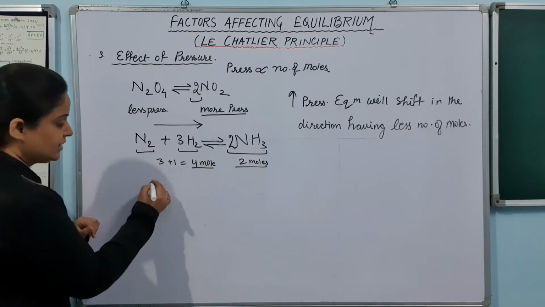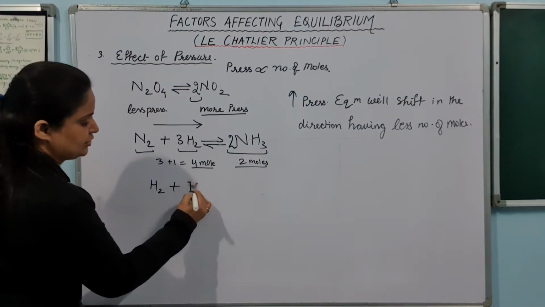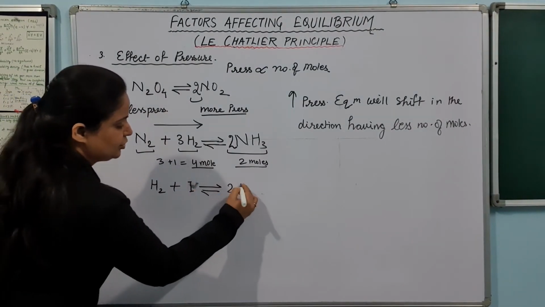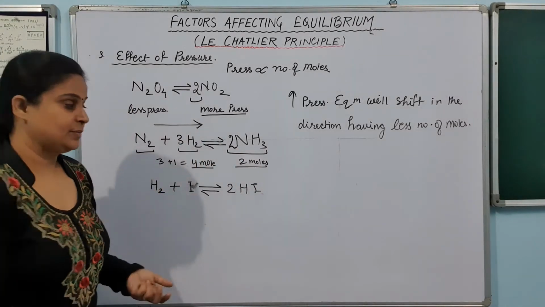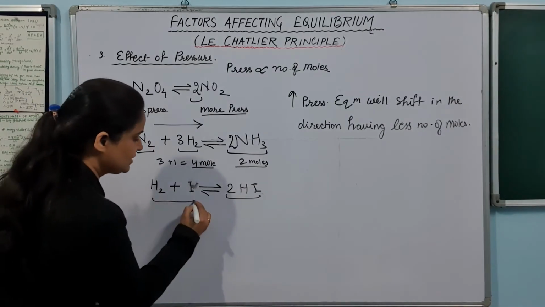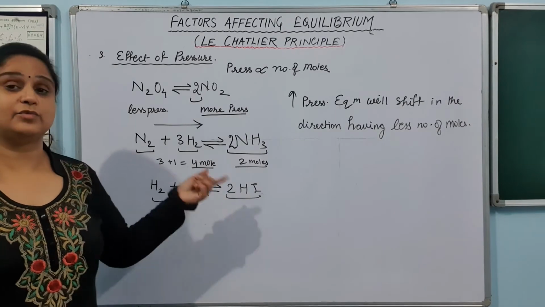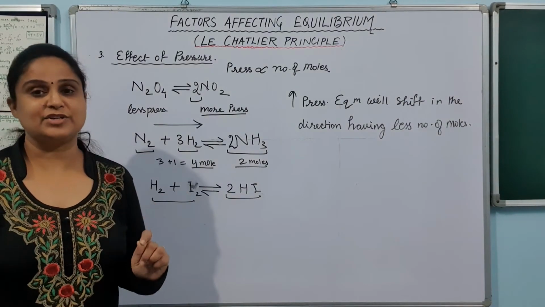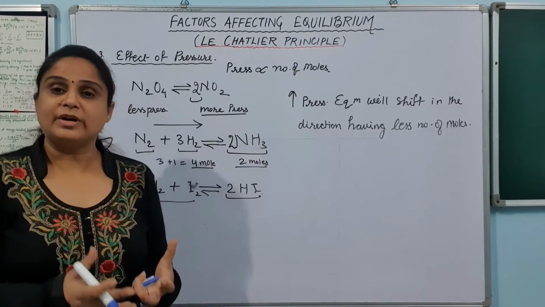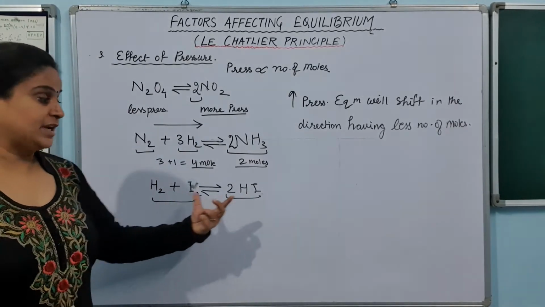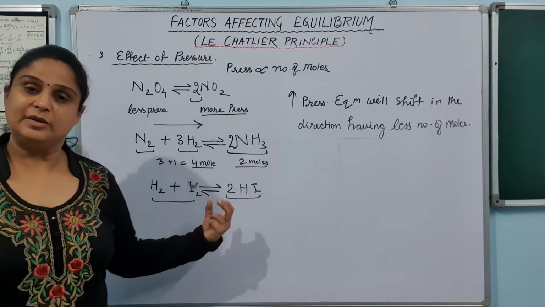Suppose there is a reaction now. I am taking H2 plus I2, which gives you 2HI. This type of reaction, where the number of moles is the same, means 2 moles on this side, 2 moles on this side. If 2 moles are on the right-hand side and 2 moles on the left-hand side, what happens if I increase the pressure in that kind of reaction? No change, because the reaction has no change in its moles. The pressure is the same in both directions, on both sides.